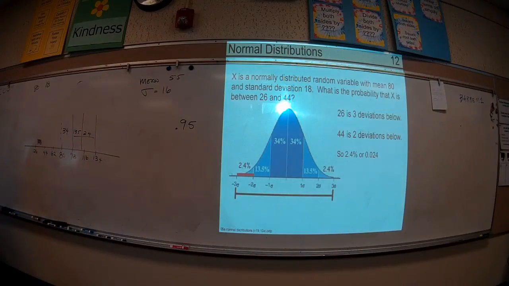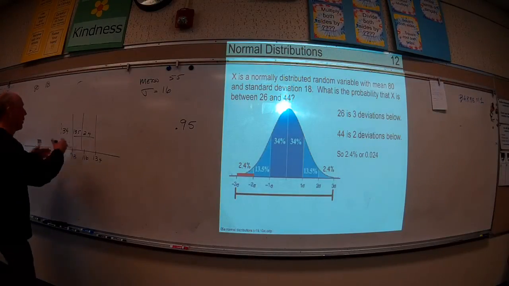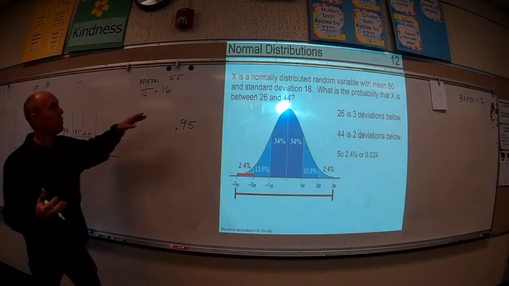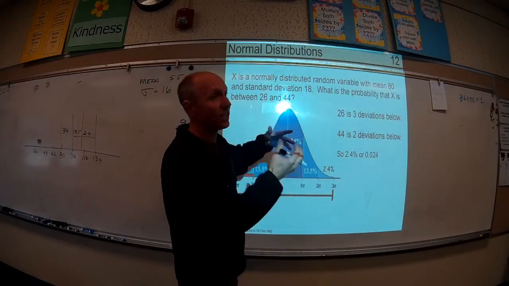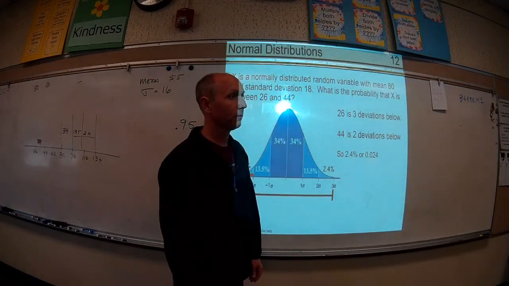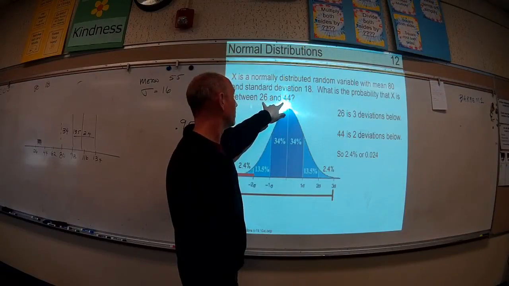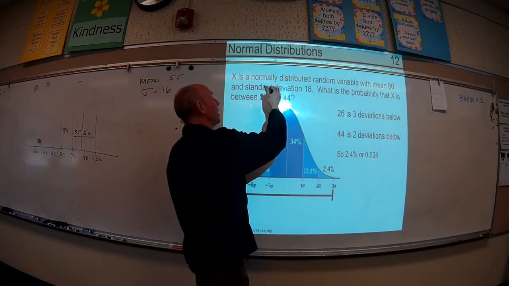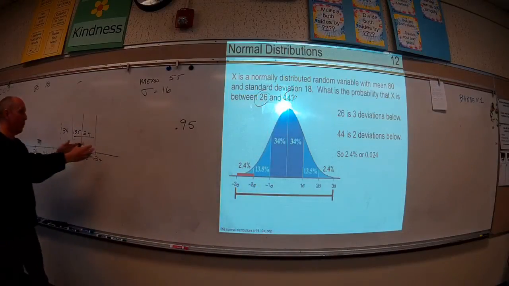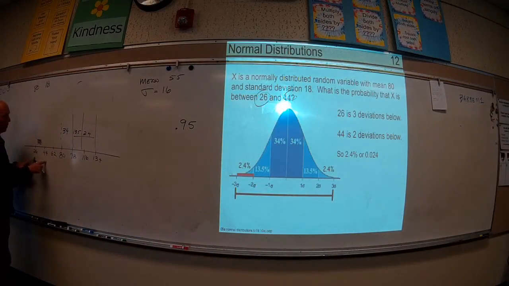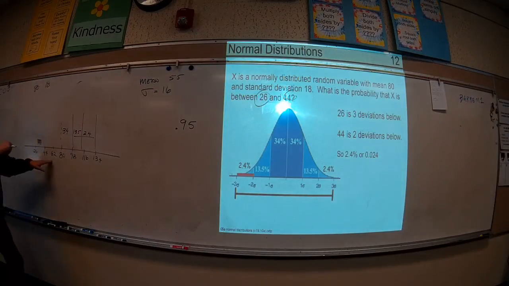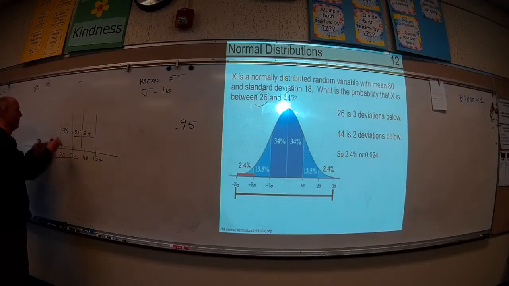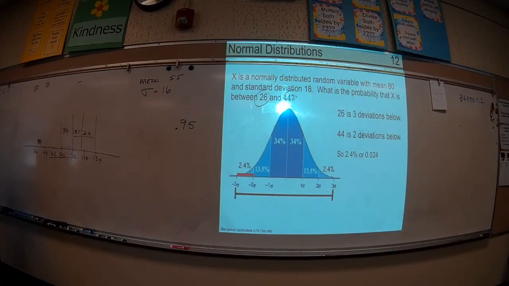How do you know how far to expand it out? I usually go out 3 sigma when I'm doing mine, but you've got to go far enough out that you can catch the numbers they want you to catch. So you've got to read the problem and really look at the numbers. This said 26 to 44, and I know that's 2.4% right there. If it said, what percent between 62 and 98, I usually just take it out 3 sigma though.